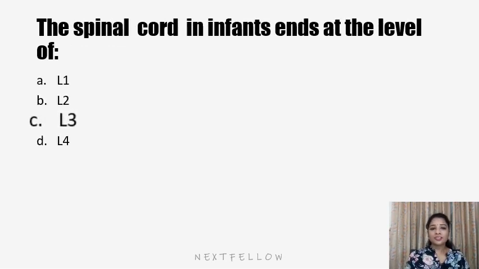So this completes the external features of the spinal cord. Next session, we will continue with the internal features of the spinal cord.